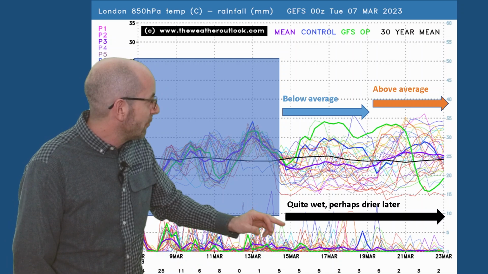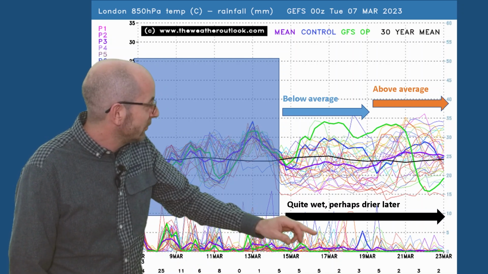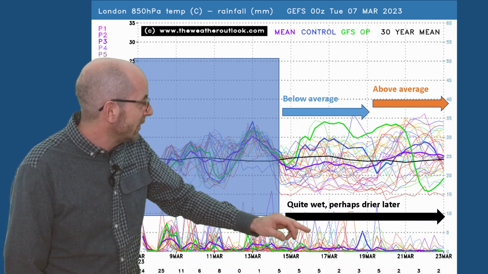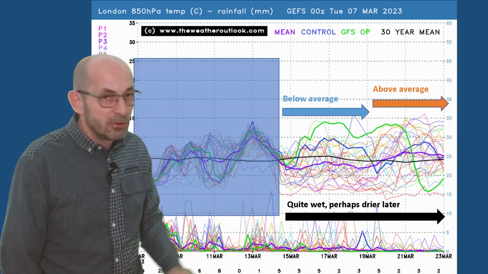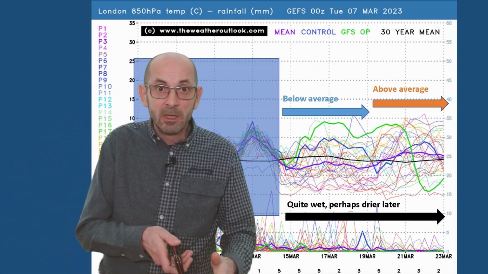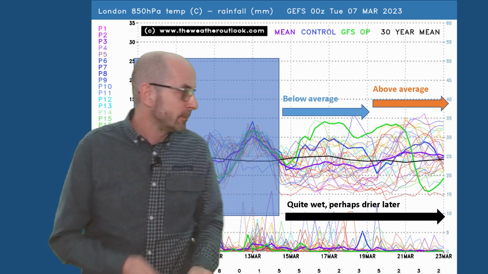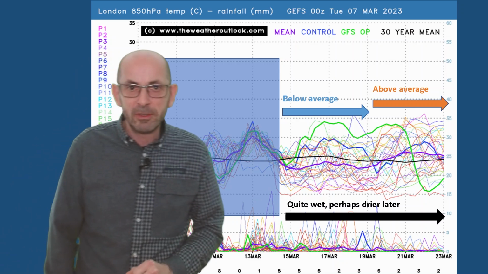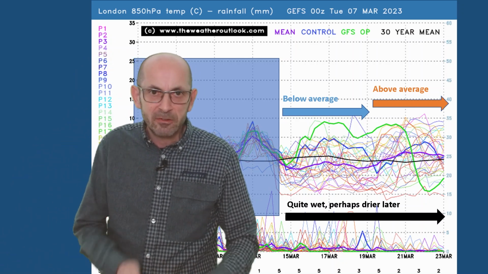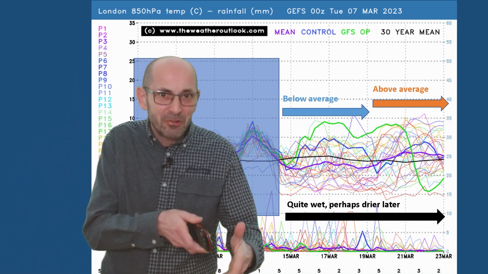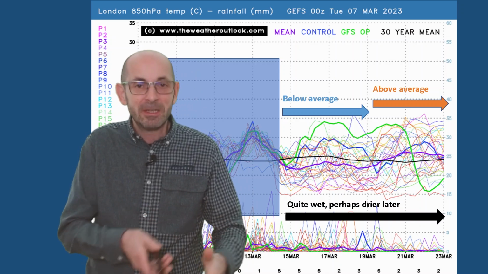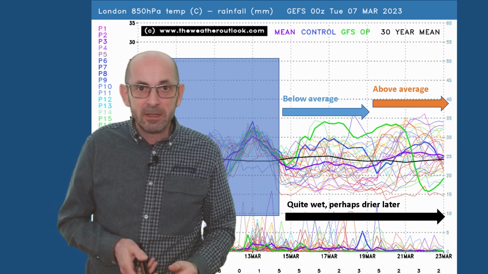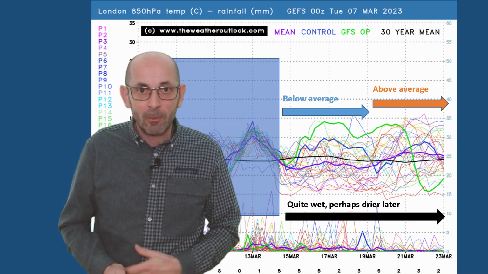In terms of rain, well, plenty of spikes there early on, so it's quite wet, but perhaps turning drier later. There are fewer spikes showing up towards the end. Also towards the end there, the thick purple line does climb a little bit above the thick black line, so as well as potentially turning drier, maybe, it could also be turning a little bit warmer as well.